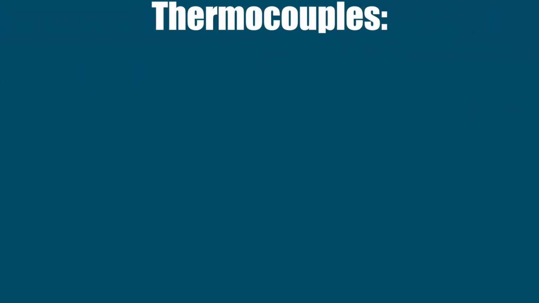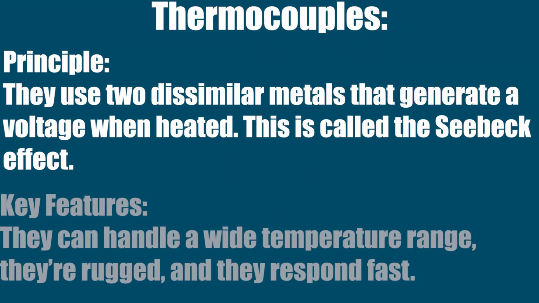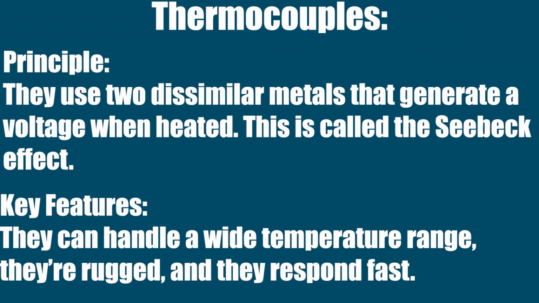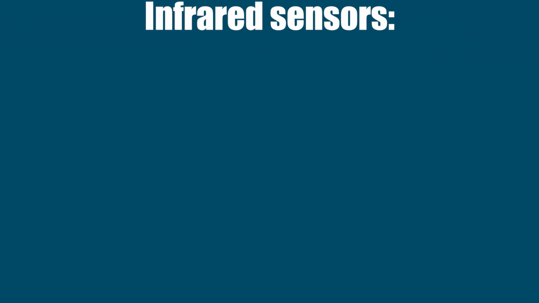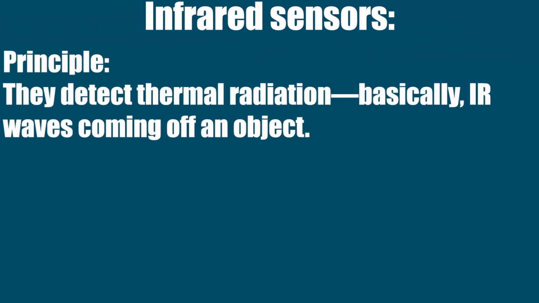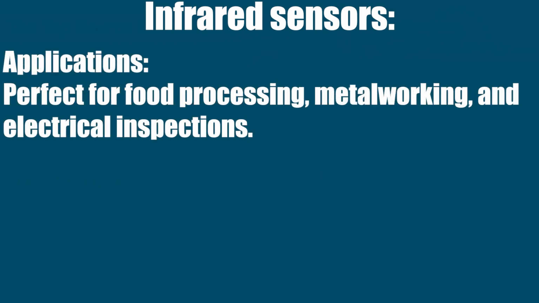Next up are thermocouples. Its working principle is that it uses two dissimilar metals that generate a voltage when heated. This is called the Seebeck effect. Some key features of the thermocouple are that they can handle a wide temperature range, they're rugged, and they respond fast. Applications you'll find are furnaces, engines, and other high temperature processes. Then we've got infrared sensors, also called non-contact sensors. Their working principle is they detect thermal radiation, basically IR waves coming off an object. Some key features: they don't need physical contact, so they're great for moving or hazardous objects. Its application is perfect for food processing, metalworking, and electrical inspections.